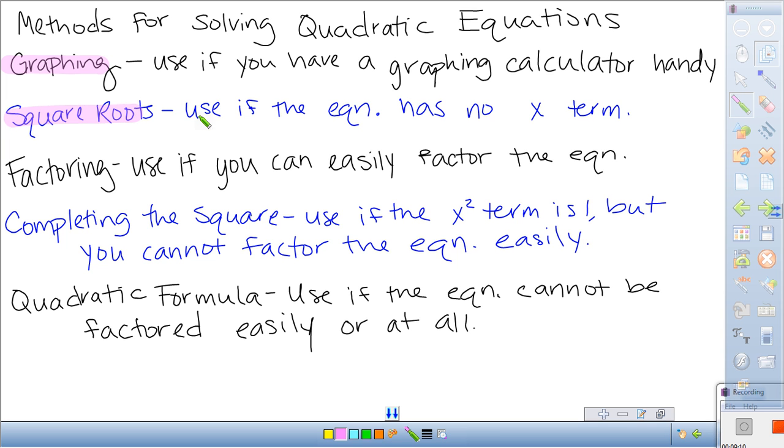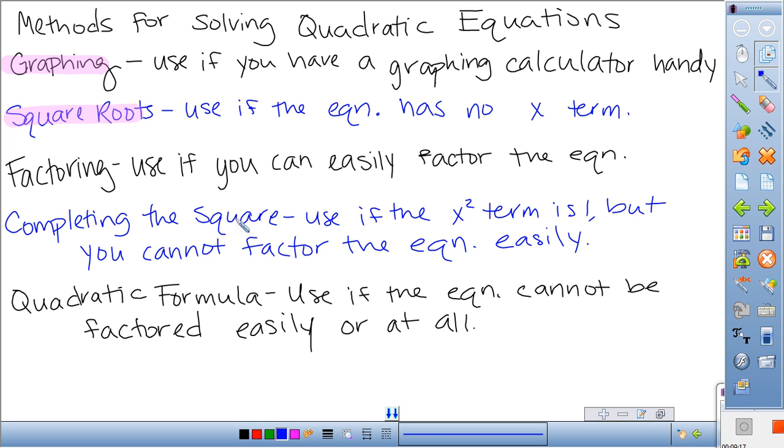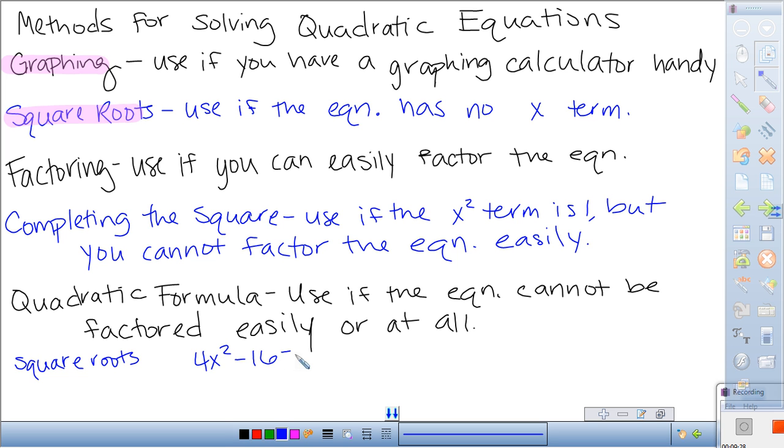Square roots. We really skipped this lesson, but you would use it if the equation has no x term. So for example, you might use square roots if you had an equation like 4x squared minus 16 equals 0. Then you could do that. Again, all we're trying to do is solve for x. So how would you solve for x? Well, let's put 16 on the other side. So you have 4x squared equals 16, since that canceled.